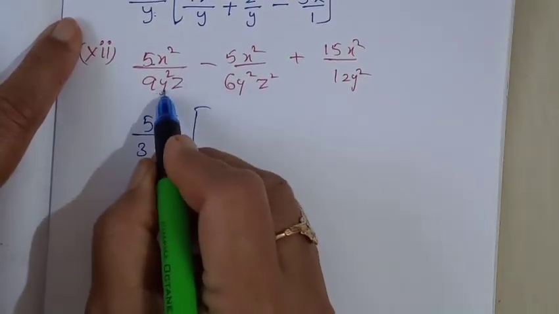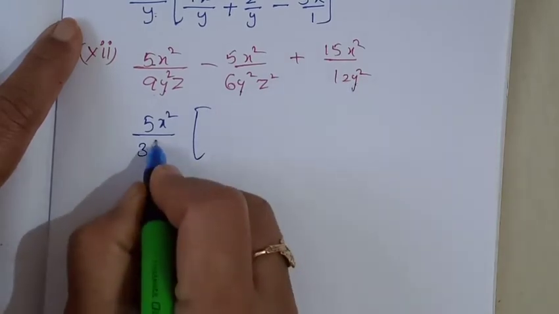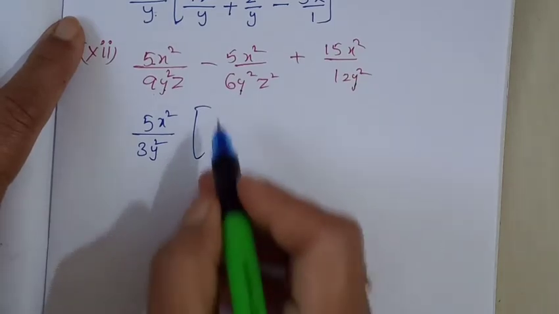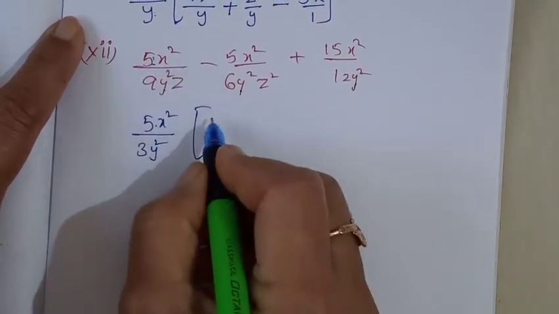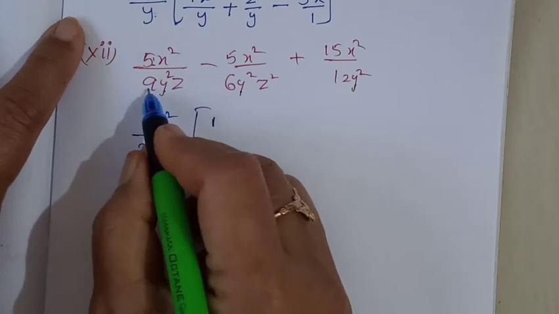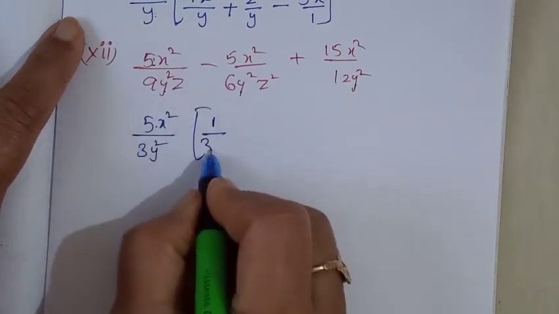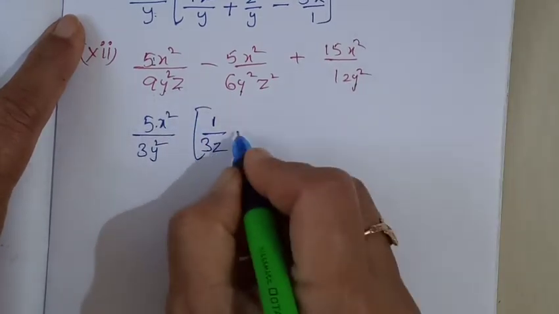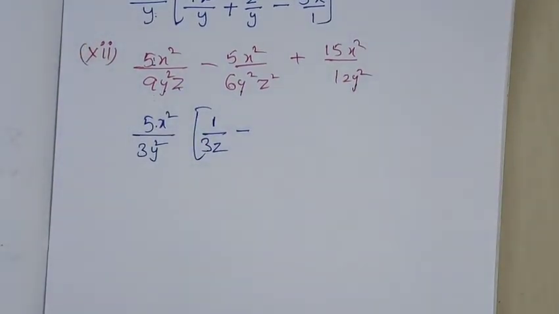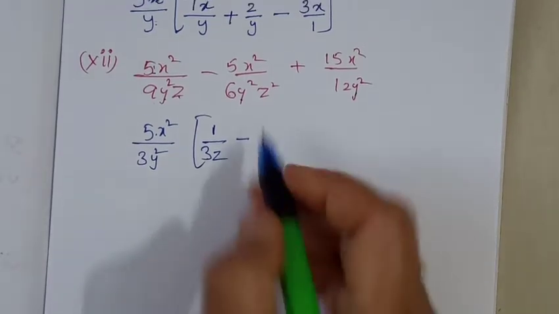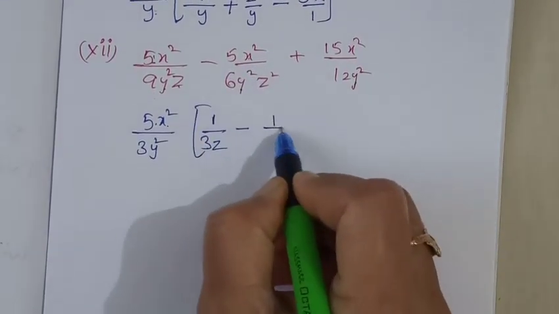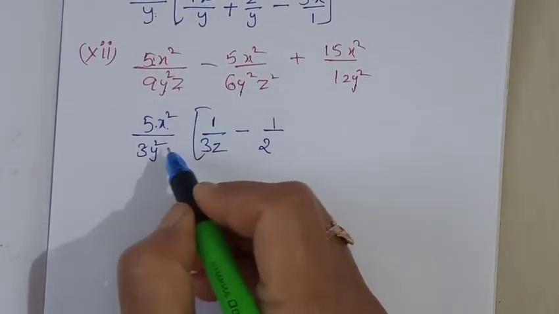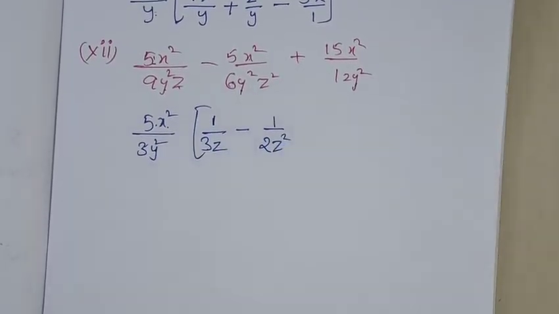And here y square, y square, y square. Y square is common. In this term z is not there, so z we will not take. So here 5x square I have taken common, 1 will be left, and denominator 3 3s are 9. 3 will be left here, 1 z will be left. Minus 5x square taken as common, so 1 will be left. 3 2s are 6 means 2. Y square we have taken out, so z square will be left.